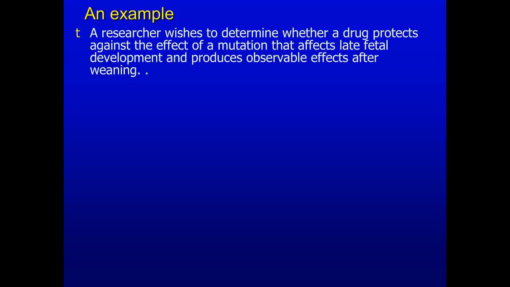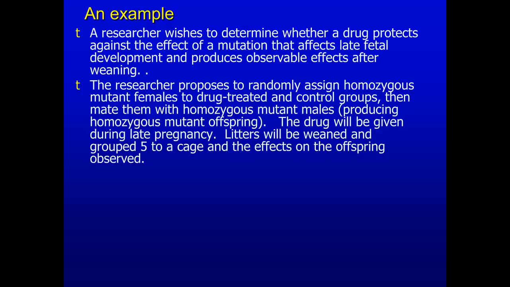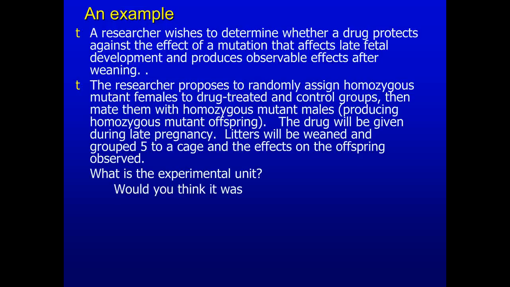So let's give you something to think about. A researcher wishes to determine whether a drug protects against the effect of a mutation that affects late fetal development and produces observable effects after weaning. He or she proposes to randomly assign homozygous mutant females to drug-treated and control groups, then mate them with the appropriate males. The drug will be given during late pregnancy, the litters weaned, appropriately grouped, and the effects on the offspring observed. In that arrangement, what is the experimental unit?